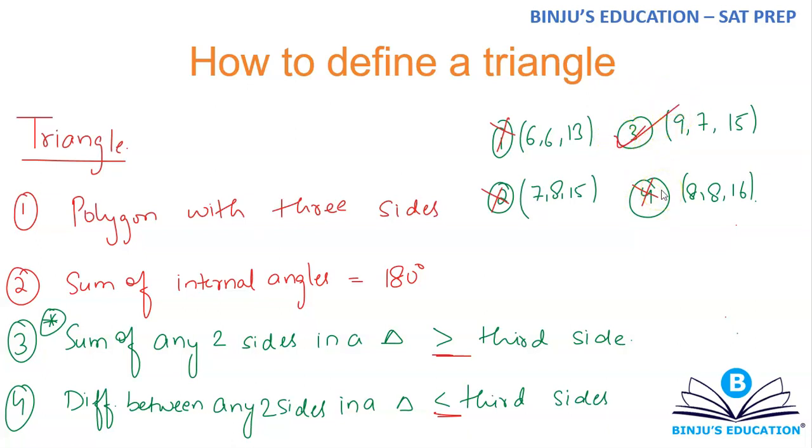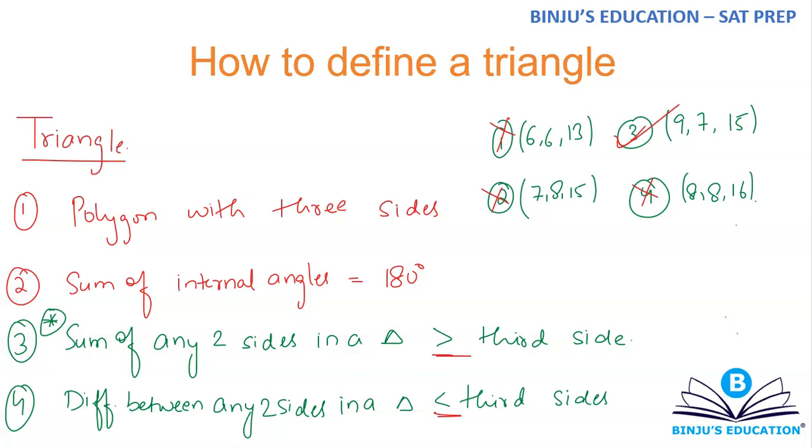Now, interestingly, what you need to also understand is if either of the 3 or 4 satisfies, then the other one will automatically satisfy. For example, if we look at option number 3, 9 plus 7 is 16. 16 is greater than 15. 9 plus 15 is 24, which is greater than 7. 7 plus 15 is 22, which is greater than 9. If you take the differences also, they will also satisfy. Okay. So anyways, this is how we basically define a triangle.